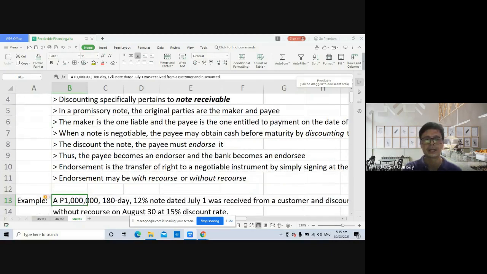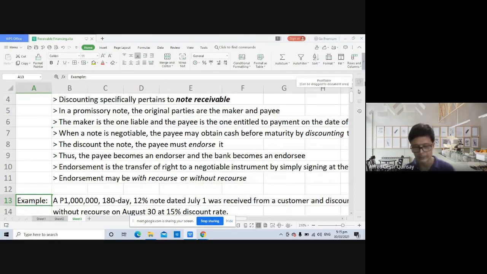Okay, so magbigay tayo ng example dito. Okay, but before that, let us just, no. Okay, as we go along, meron mga terms diyan na explain natin na which is inherent dito sa transaction in notes receivable discounting, such as yung mga net proceeds, maturity value. Okay, so basahin muna natin to.